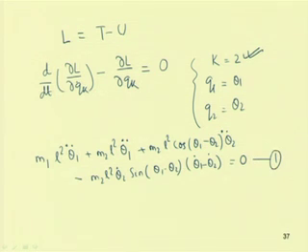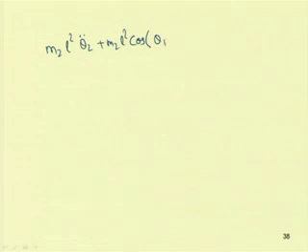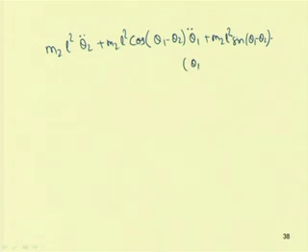Now, taking q2, if you use this expression, we can find the second equation, which can be written in this form: m2 L square theta 2 double dot plus m2 L square cos (theta 1 minus theta 2) into theta 1 double dot plus m2 L square sin (theta 1 minus theta 2) into theta 1 dot into (theta 1 dot minus theta 2 dot) equal to 0.